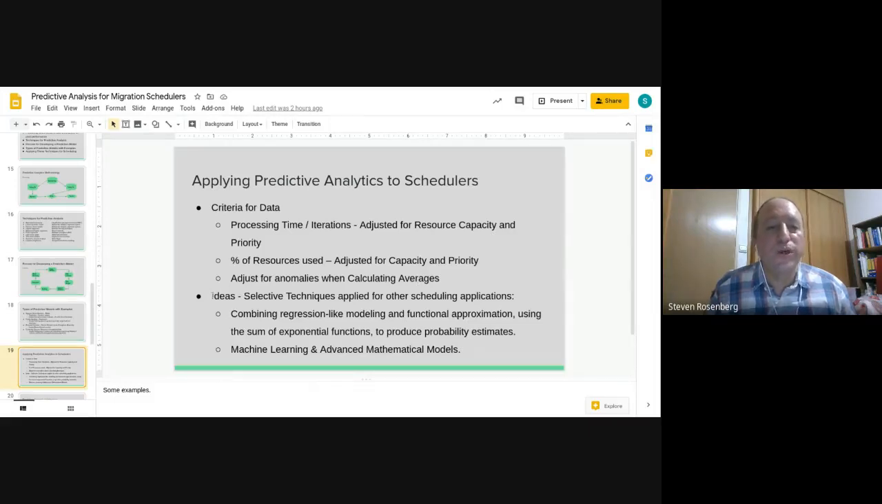So we can collect certain ideas or selective techniques that have been applied to other scheduling type of applications, such as machine learning and advanced mathematical models. We can consider combining regression-like modeling and functional approximation using the sum of exponential functions to produce probability estimates, and there are many other examples as well.